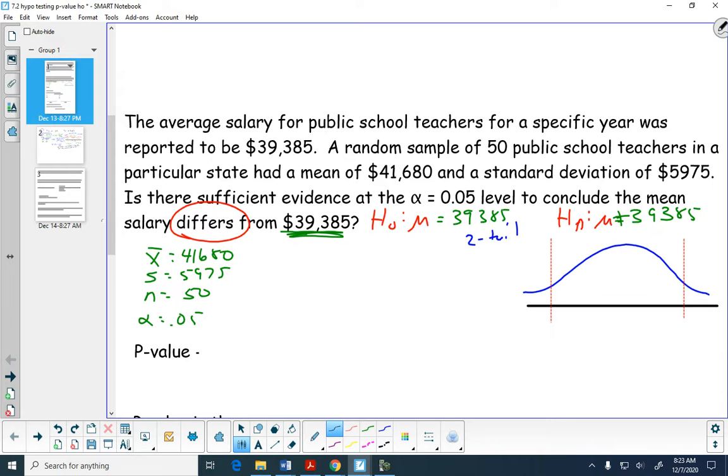The critical values, is that on the t-table? Yep, the t-table. Drop it all the way to the bottom. You have an alpha value of 0.05, two-tail test. 1.96.